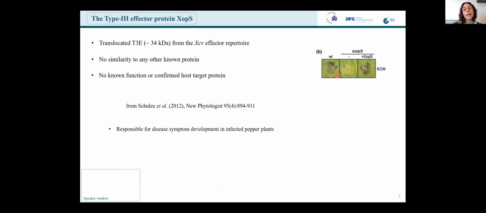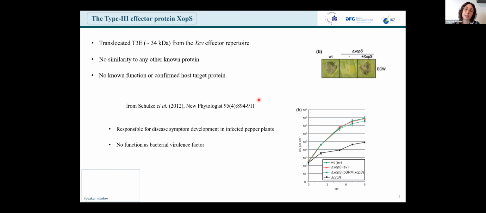So when pepper plants were infected with an XCV wild type strain, leaves displayed severe disease symptoms, while plants that were infected with a XopS deletion strain showed an almost overall alleviation of these disease symptoms. However, Schulze and colleagues back then did not assess a clear virulence function of this bacterial effector protein, since the bacterial growth of the deletion strain, here depicted in red, was not at all reduced when compared to the XCV wild type strain shown here in green. So this was kind of the starting point of my journey with XopS.